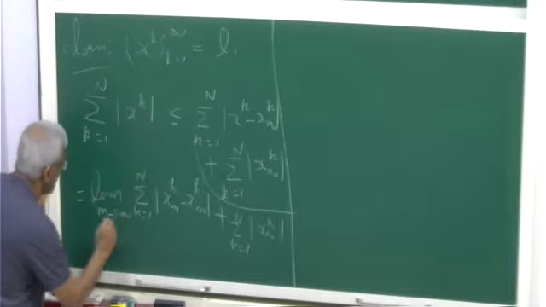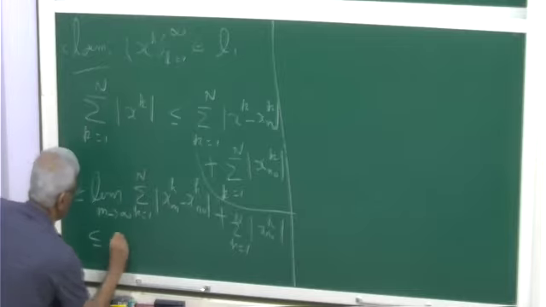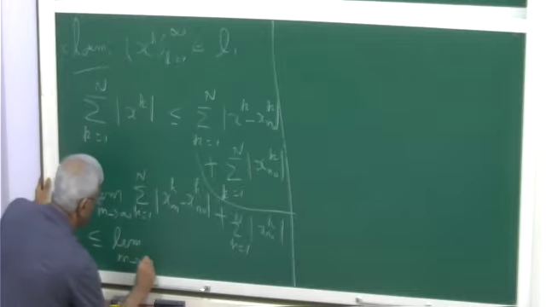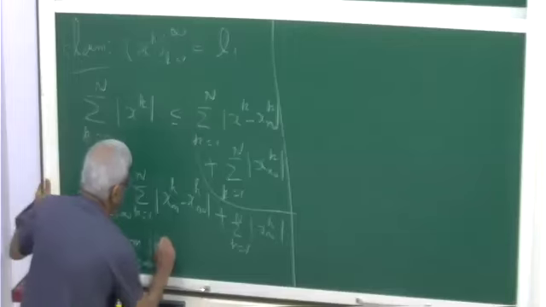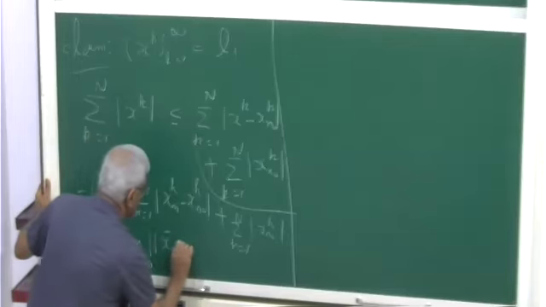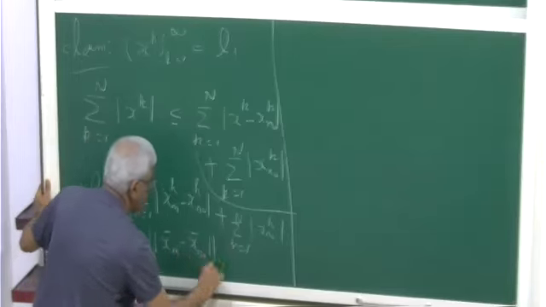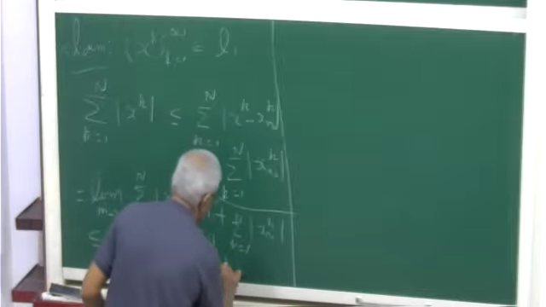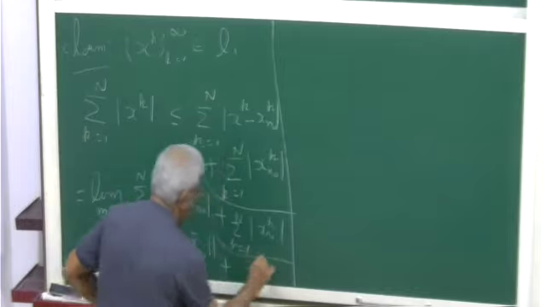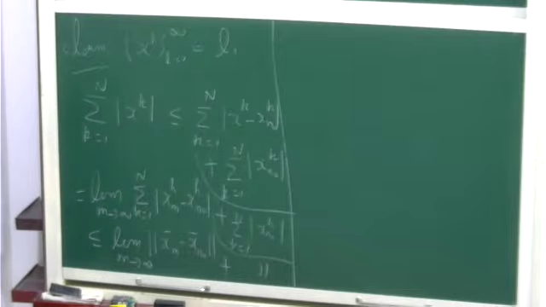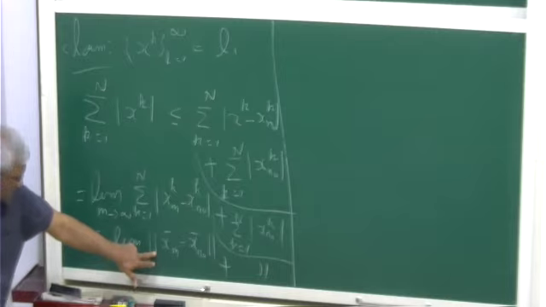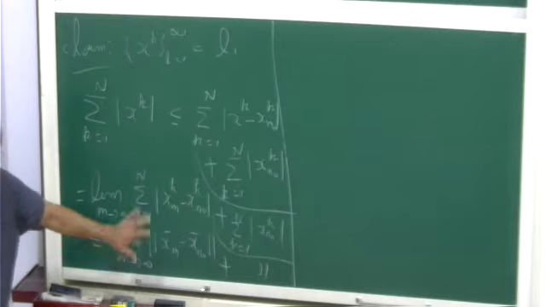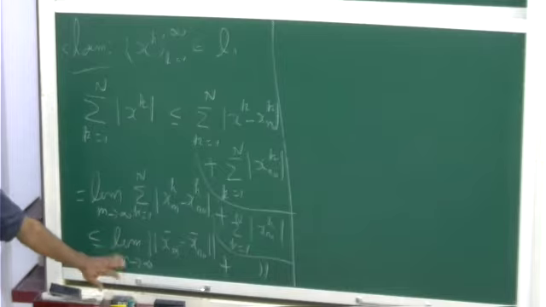Now this is less than or equal to the limit as m goes to infinity, which of course exists, of the norm of xm bar minus x n naught bar, plus the same thing. This is for any n. For every n, this is less than this, provided this limit exists. This limit exists because it's Cauchy.